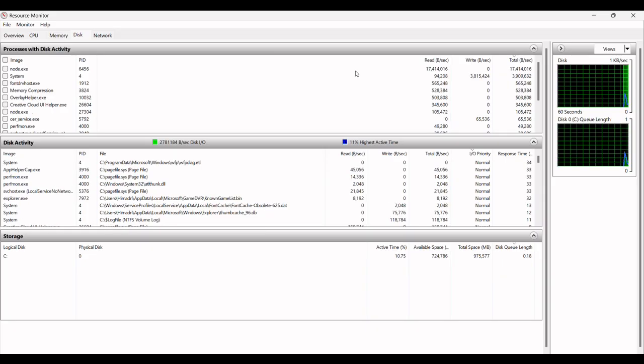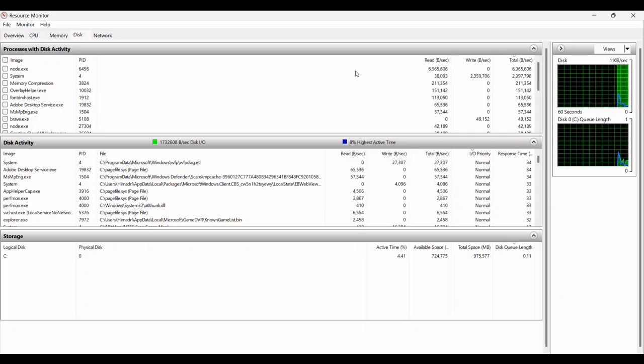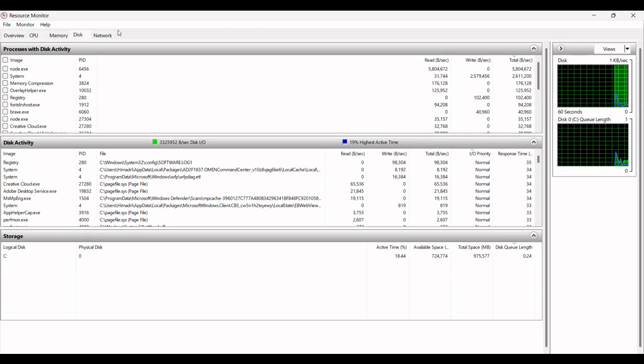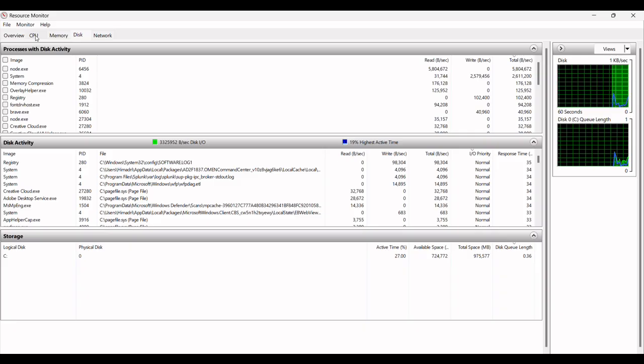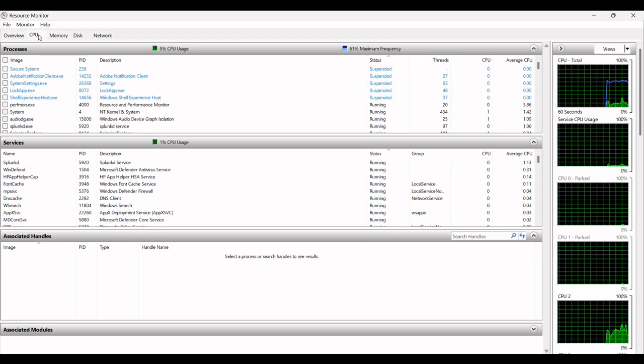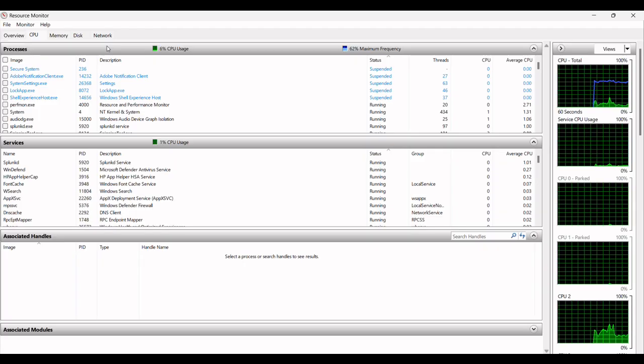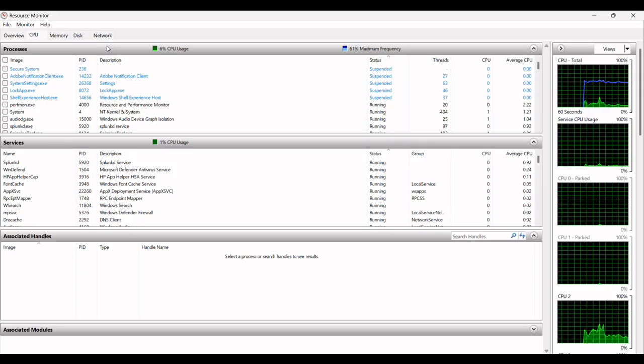Resource Monitor provides more granular visibility compared to Task Manager. This is extremely useful for advanced troubleshooting and performance analysis. Now we are inside the CPU tab of Resource Monitor. Compared to Task Manager, Resource Monitor provides much deeper visibility into process activity, services, handles, and system resource usage. This tool is extremely useful during advanced troubleshooting and performance investigation.